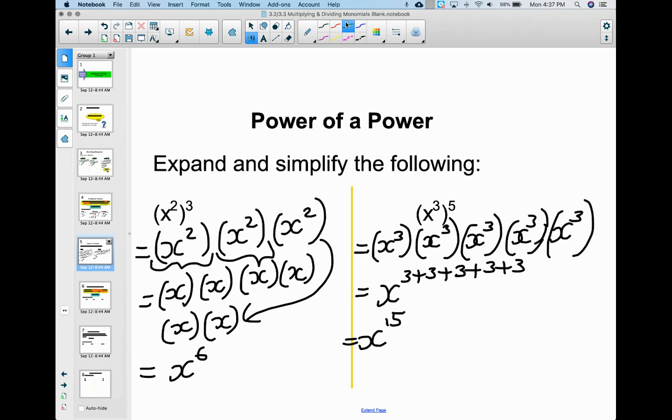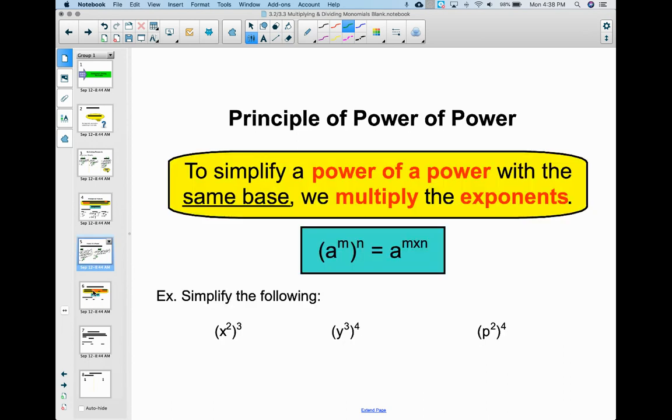Once again, do you notice anything in terms of the exponents that are given and the exponents that we get for the final answer? And if you do notice the pattern, then that is our principle of power of power. To simplify a power of a power with the same base, we multiply the exponents. Again, it must be the same base. So for example, if we have a to the power of m, which is all to the power of n, then we can multiply m times n.